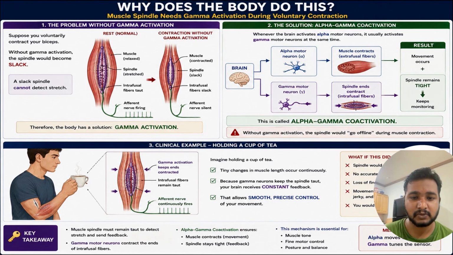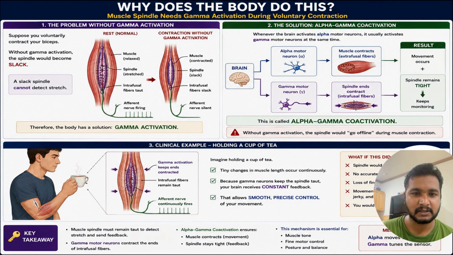Now let's answer a very important question. Why do we need gamma motor neurons? Imagine you're holding a cup of hot tea. When your brain wants to lift the cup, it activates alpha motor neurons. These neurons make the main muscle fibers called extrafusal fibers contract. But there's a problem. Inside every muscle is a muscle spindle which acts like a stretch sensor. If only the main muscle contracts, the spindle becomes loose or slack. A slack spindle cannot detect changes in muscle length, so it stops sending accurate information to the spinal cord. That means the brain loses important feedback and movements become less precise, so the body has a clever solution.